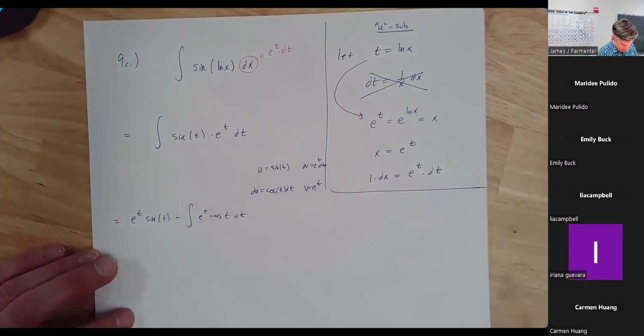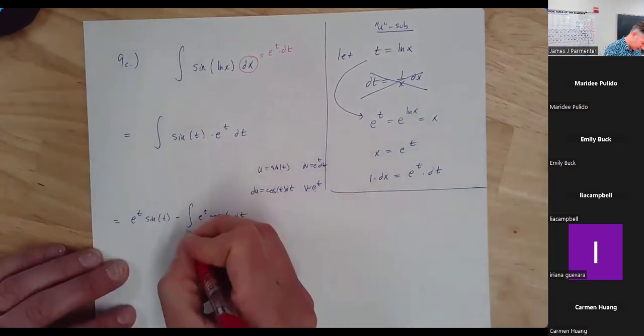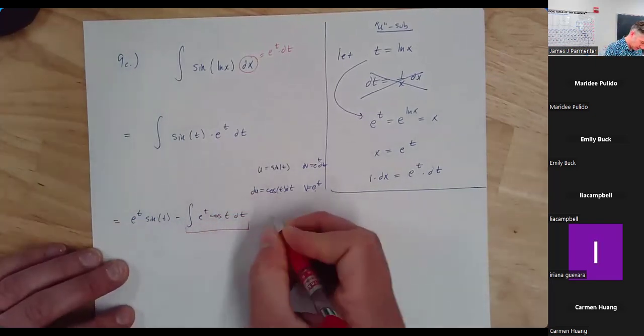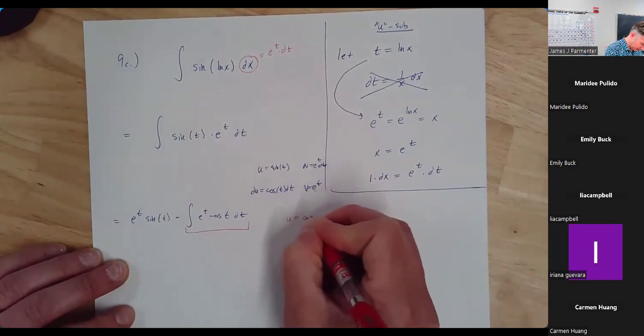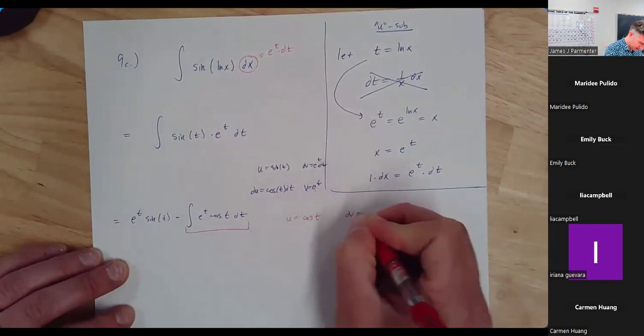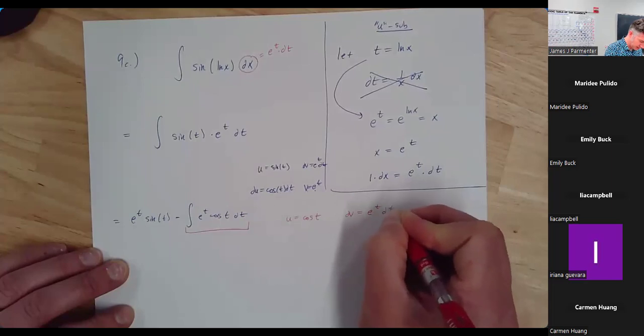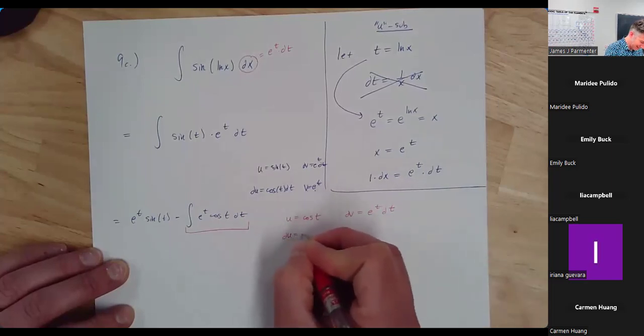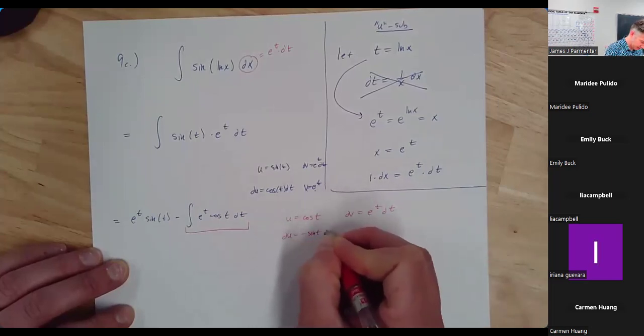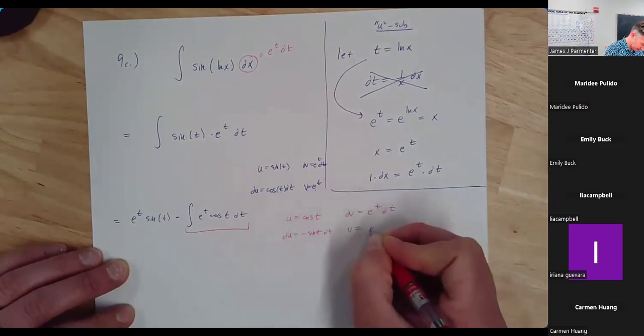And we do it again. For this new integral here, we're going to let u equal the trig thing again. dv is the rest, which is e to the t times dt. My du is negative sine of t times dt. My v is e to the t.